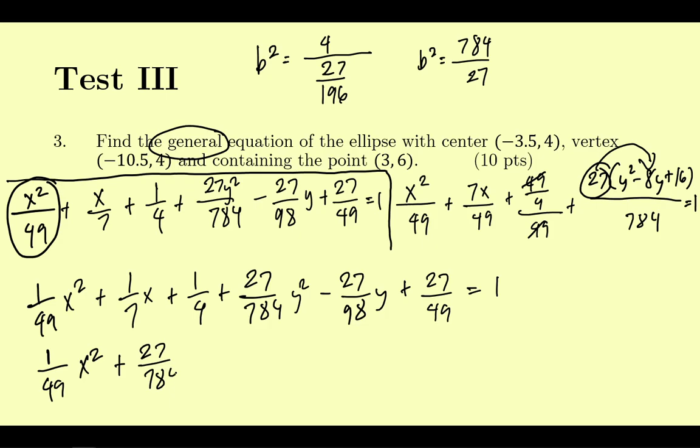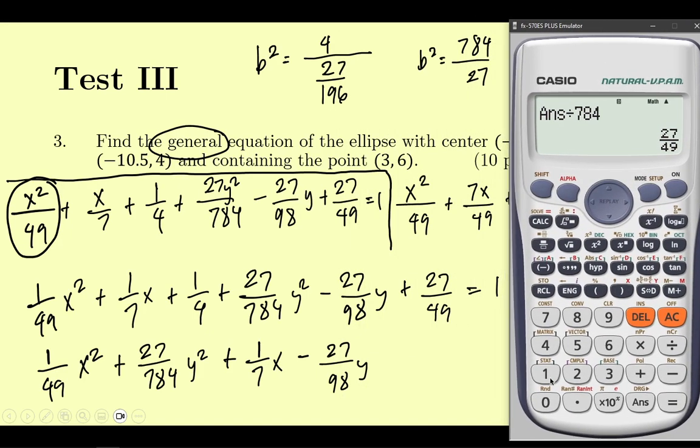27 over 784 y squared plus 1 over 7x minus 27 over 98y minus this one. Let's find the combination of these constants. So sa left side, meron tayong 1/4 plus 27 over 49. Sa kabila, meron tayong positive 1, so we will subtract 1 here. The answer is negative 39 over 196.